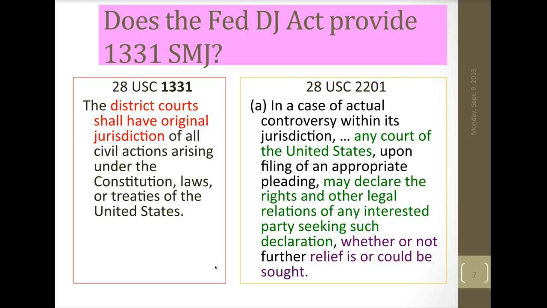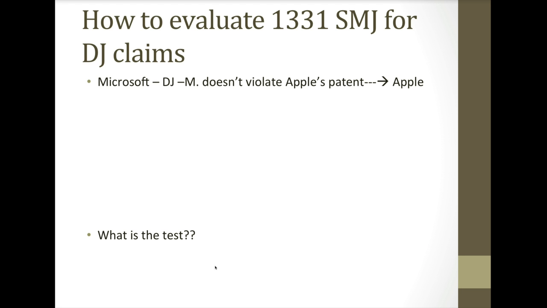Now let's look at an example in terms of how we evaluate 1331 for DJ claims. So, first scenario, Microsoft sues for declaratory judgment. In this case, basically what you're looking at is, would either party, plaintiff or defendant, have a federal claim under 1331? So even though Microsoft doesn't have a claim, if Apple would have a claim under 1331, then there is 1331 SMJ for this DJ claim. In other words, usually for 1331 SMJ, we're looking at the party asserting the claim, but because a DJ action is not an actual claim, then you have to look at who would have the claim. And in this case, it's Apple that would have a federal patent claim, so there would be 1331 for this scenario. Okay? Let's look at a different case.